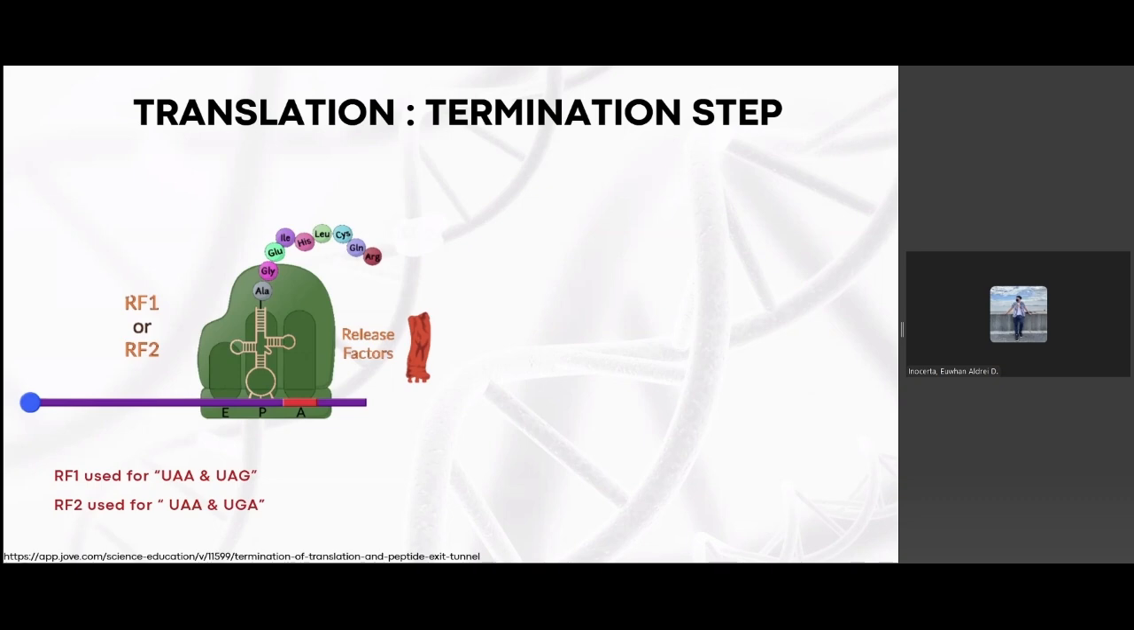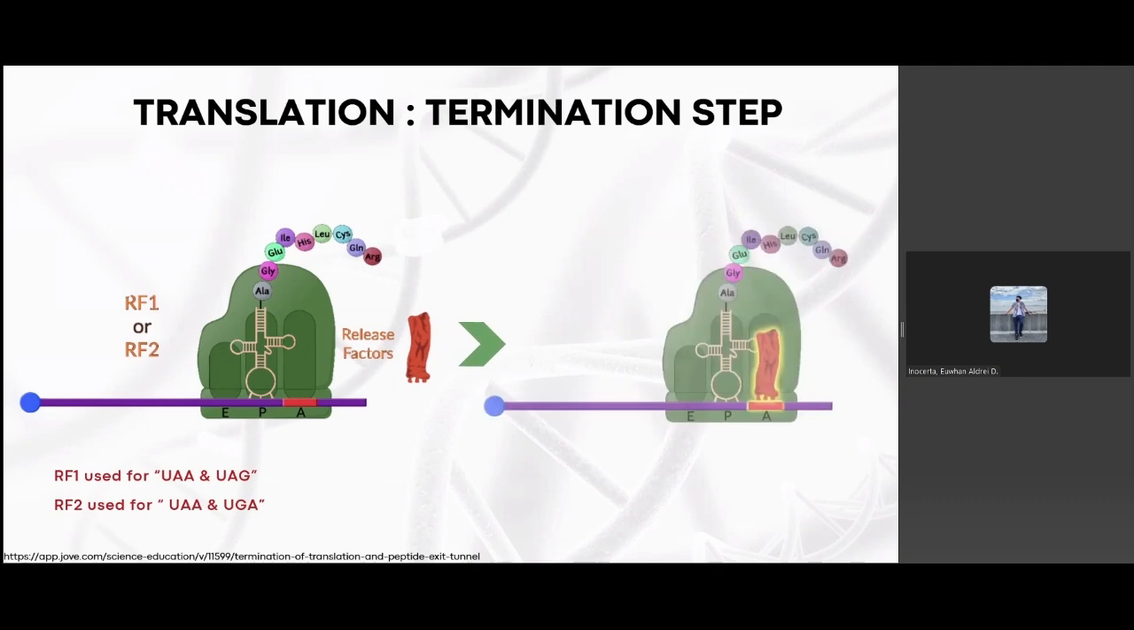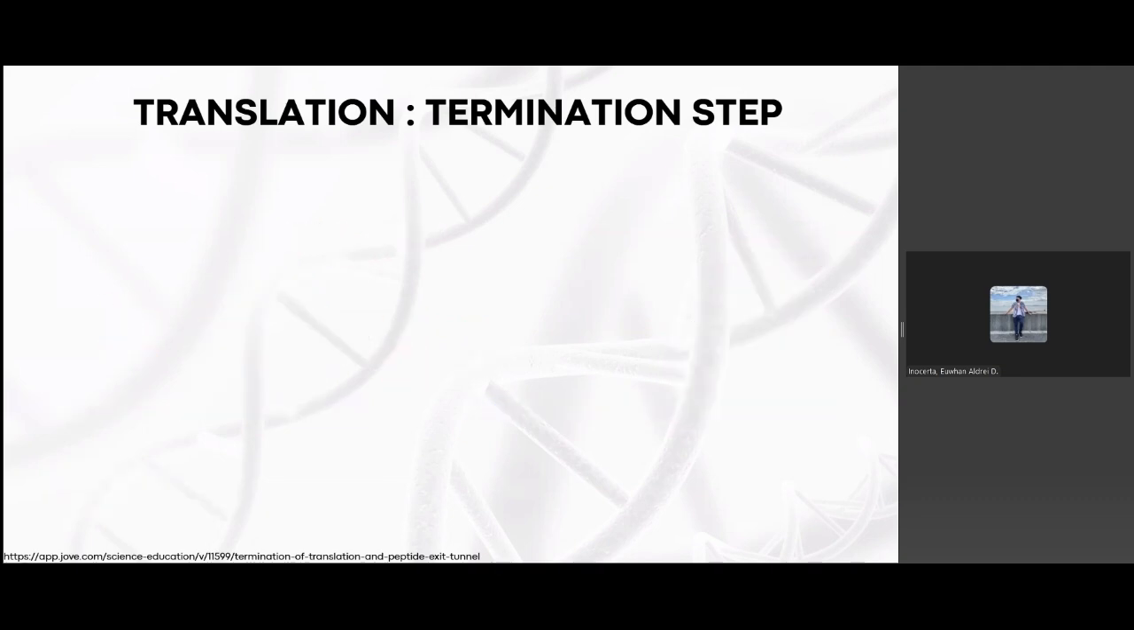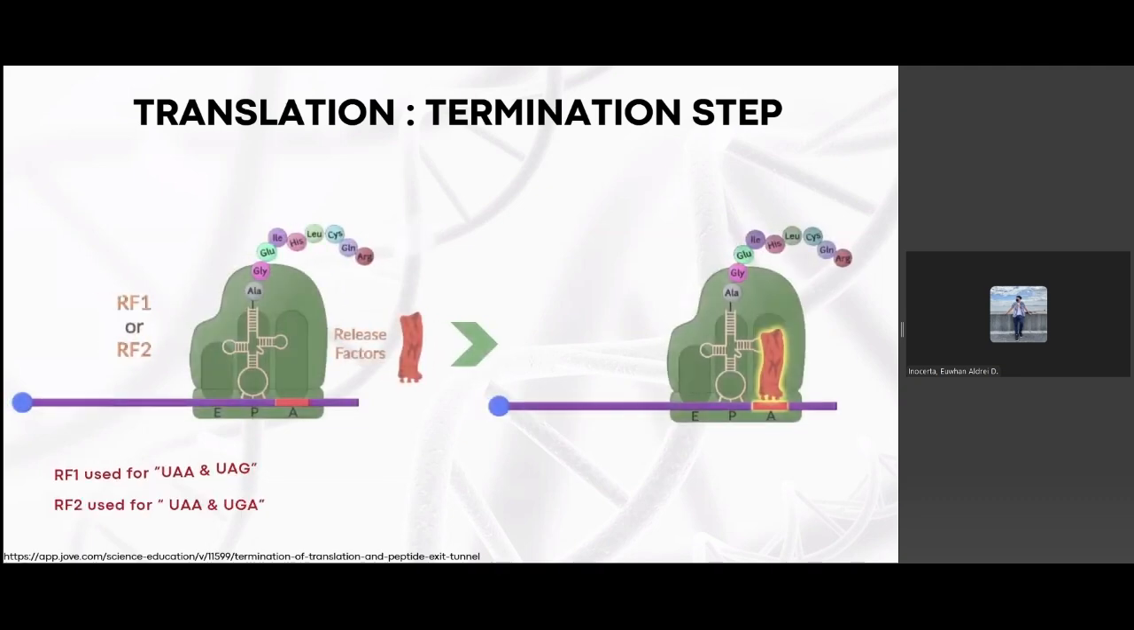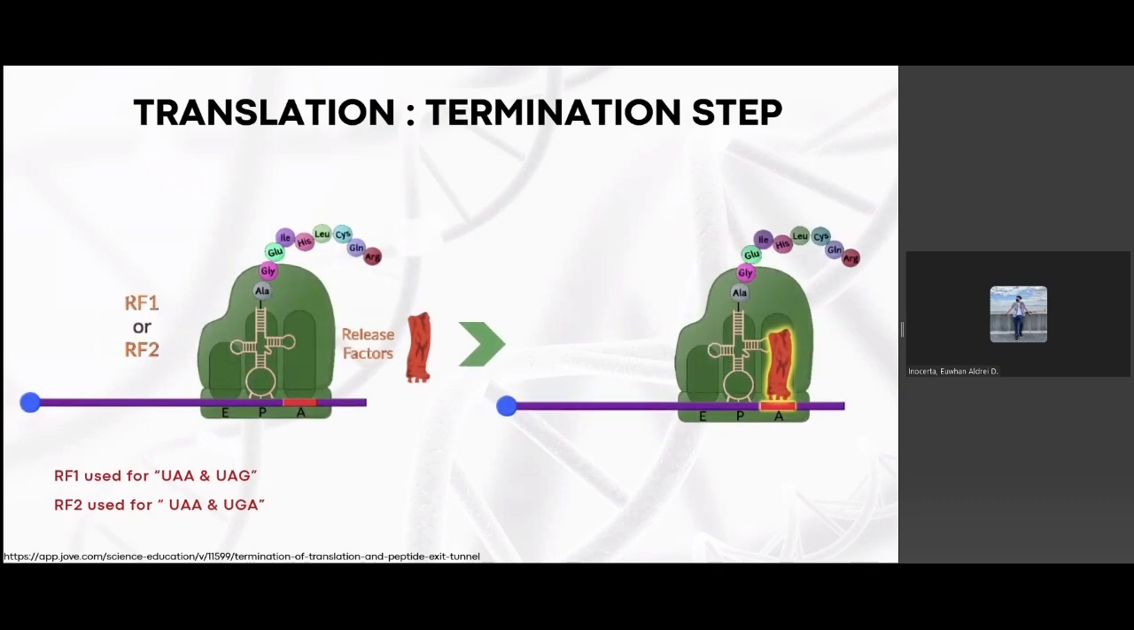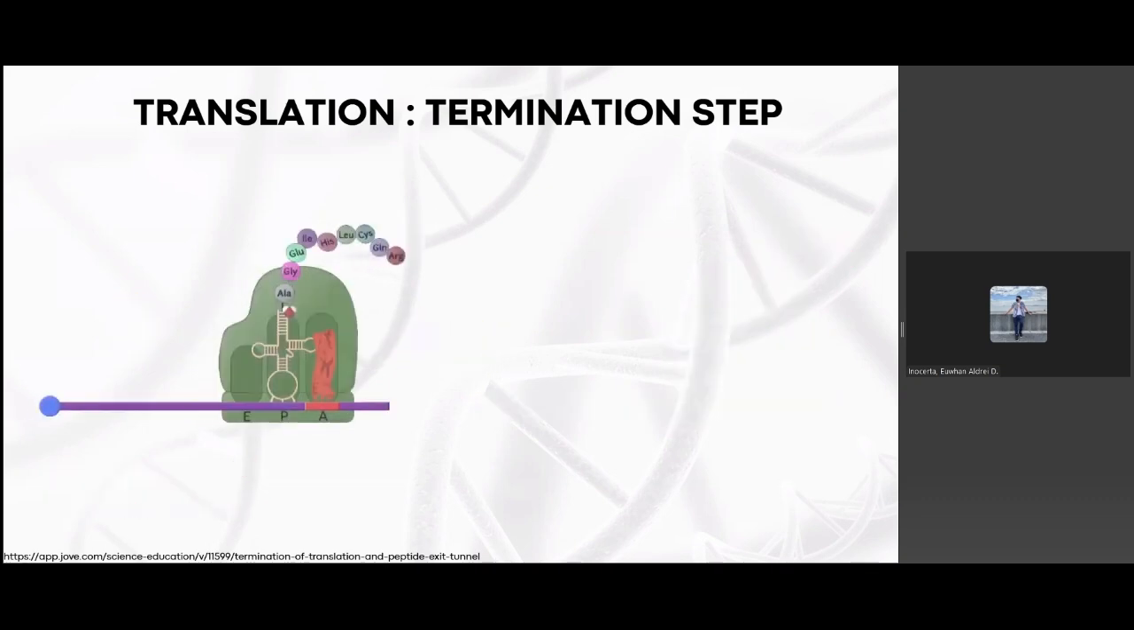RF1 is used for stop codons such as UAA and UAG, and RF2 is for UAA and UGA codons. And once it binds, it forces the enzyme peptidyl transferase in the ribosome to catalyze the addition of a water molecule instead of an amino acid to the peptidyl tRNA.